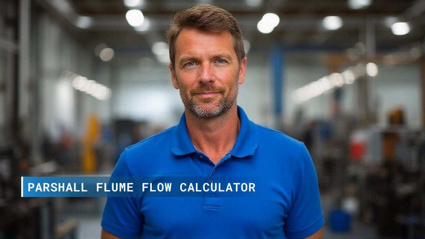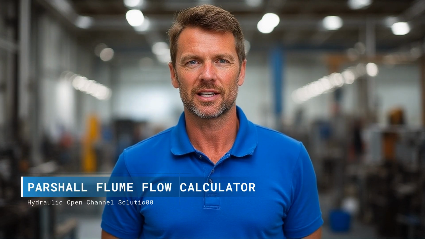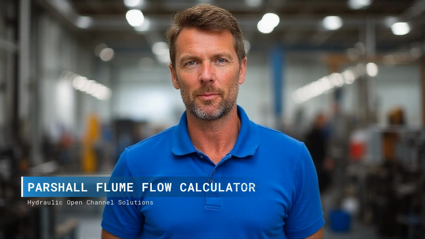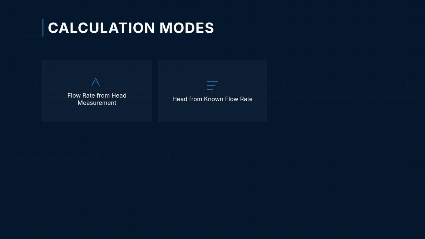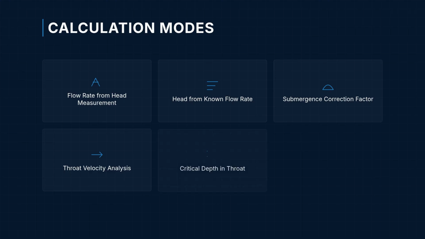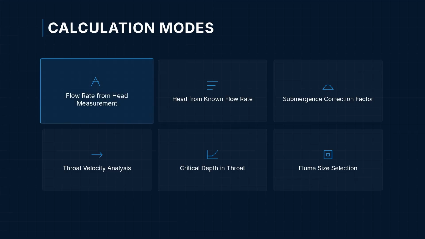The Flume flow. Parshall Interactive Calculator solves hydraulic calculations for partial flumes in open-channel flow applications. Let me walk you through the inputs. First, select your calculation mode from 6 options. Flow rate from head measurement, head from known flow rate, submergence correction factor, throat velocity analysis, critical depth in throat, or flume size selection. For this demonstration, we're using flow rate from head measurement.